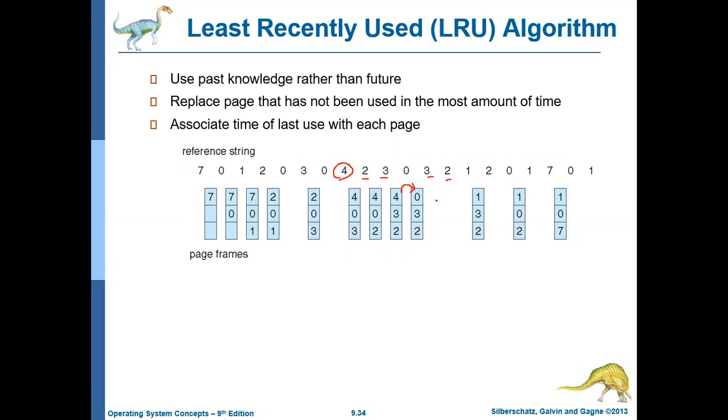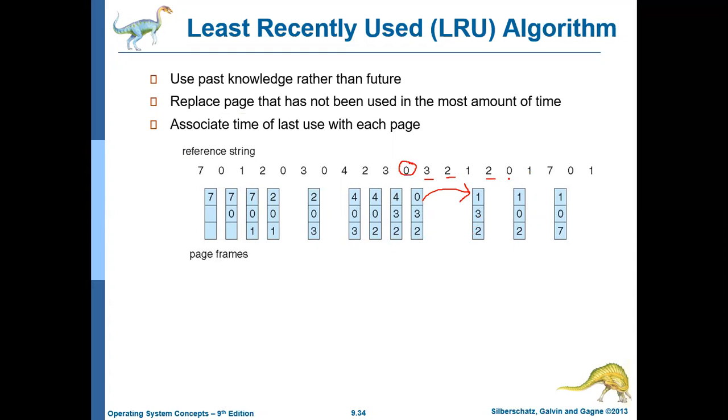Next is 1. 1 is not in the memory, so 1 should replace either 0, 3 or 2. So what should it replace? 2 is the one most recently used, 3 is the one next recently used, and 0 is the one least recently used. So 0 will be replaced by 1. Next is 2. 2 is already in the memory, so it won't create a page fault.